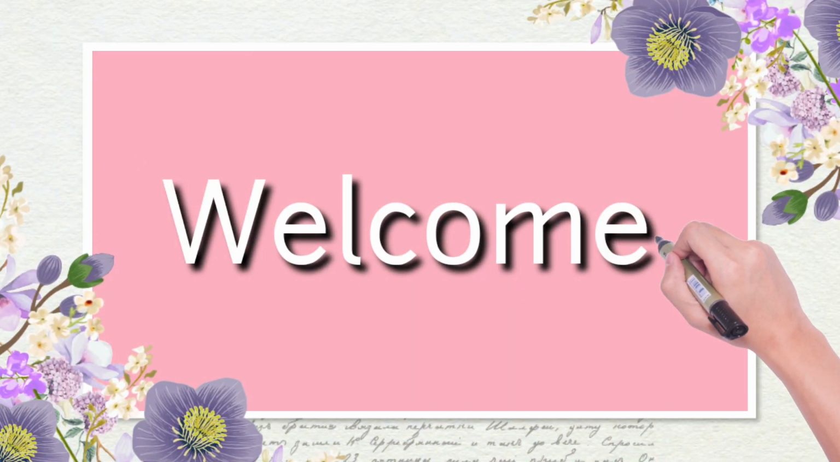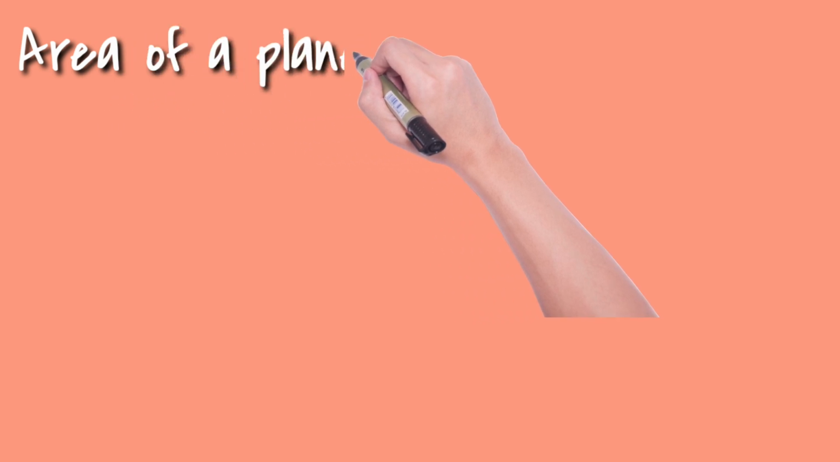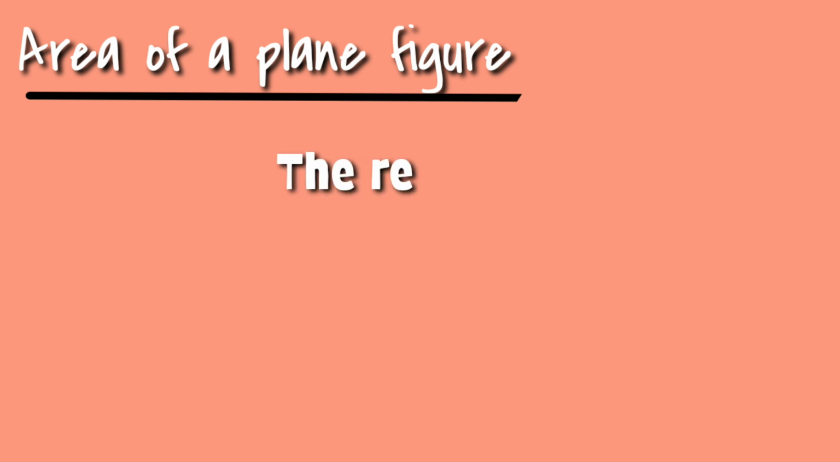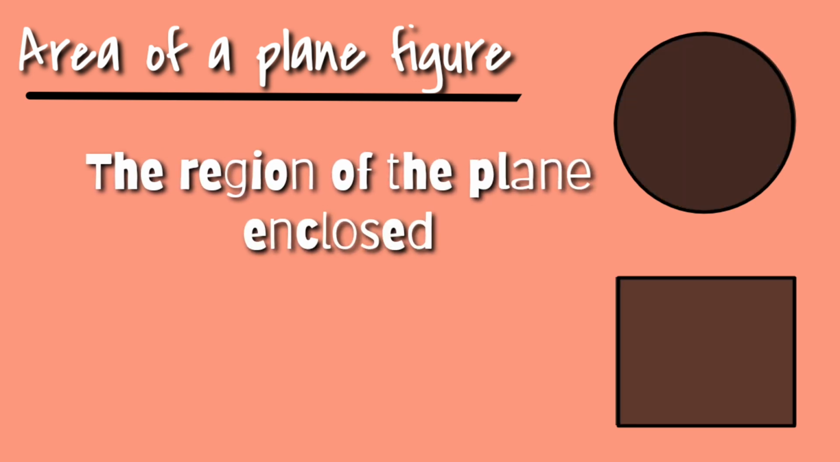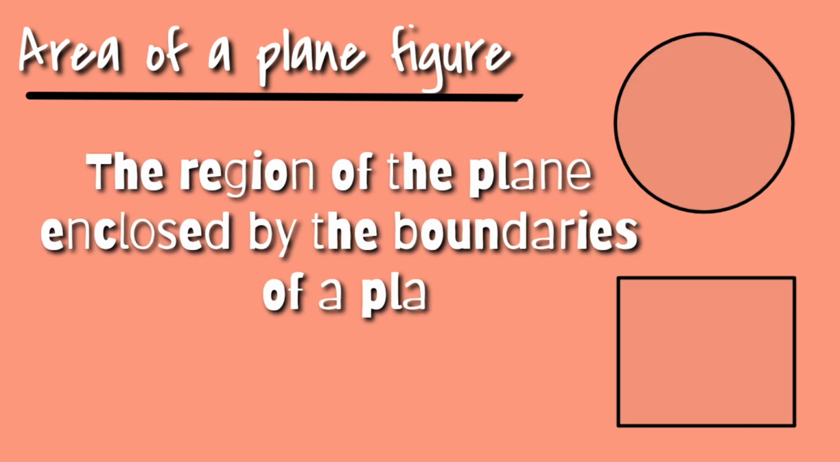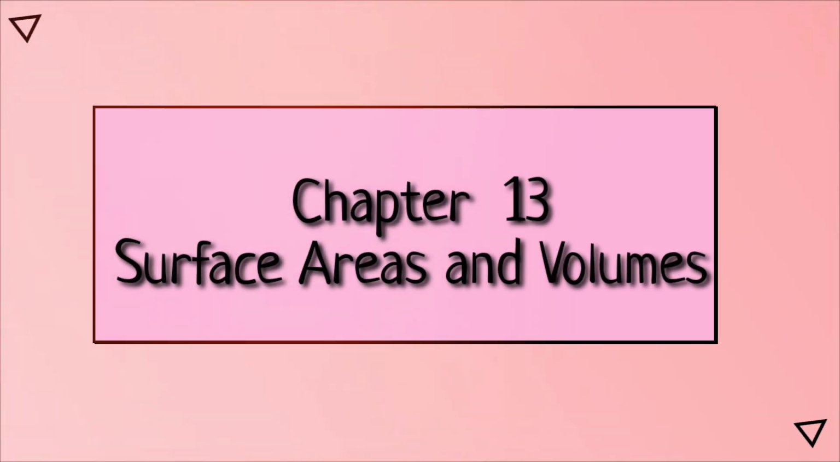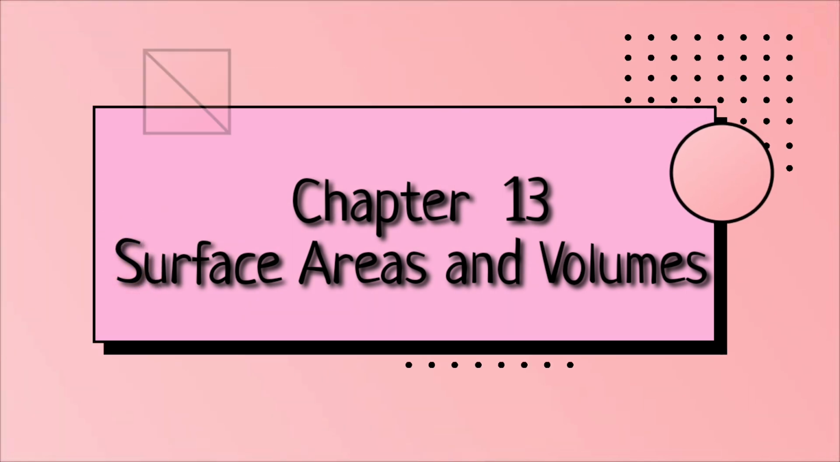In the previous chapter, we discussed the areas of plane figures like rectangle, square, circle, etc. And now you know the area of a plane figure is the region enclosed by its boundaries. Today, we are moving to our next chapter, surface areas and volumes.